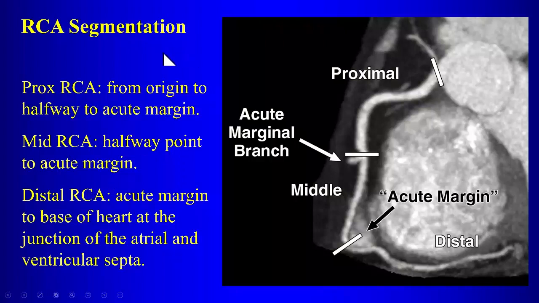So for the right coronary, if there's a lesion, you want to be able to describe whether it's in the proximal, mid, or distal coronary artery. So this is how we divide them. The proximal right coronary artery is from the origin halfway to the acute margin. So the acute margin is over there, right? So halfway, that's the proximal coronary artery. Mid-coronary artery is from that point to the acute margin, and the distal coronary artery is distal to that, okay?